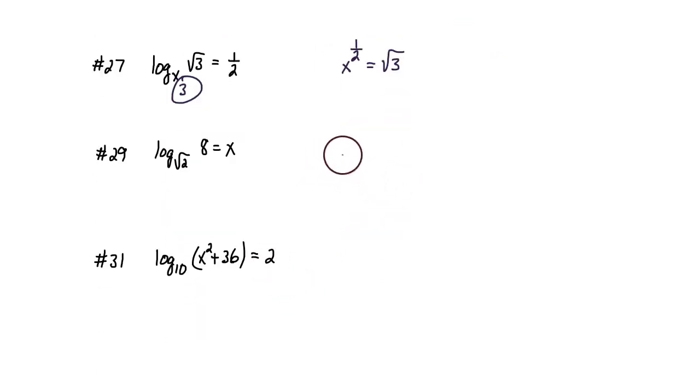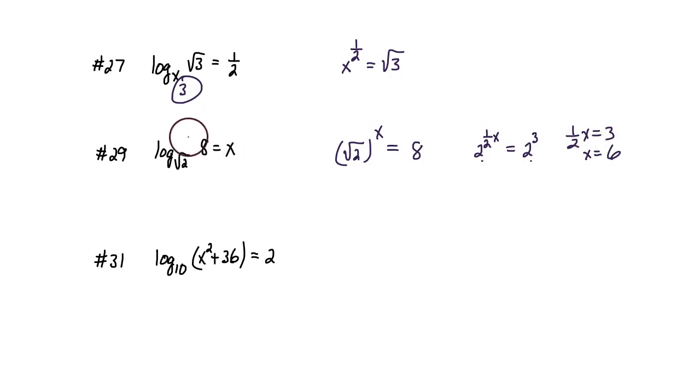Number 29, take the base, raise it to the x power, and that equals the argument of the expression. So the square root of 2 raised to what power would make an 8? If this is hard to figure out, think of the square root of 2 in its exponential form as 2 to the 1/2 power. And think of 8 as its exponential form, 2 cubed. Now we have equivalent bases, so the exponents are equal to each other. Times by 2 on both sides, x equals 6.